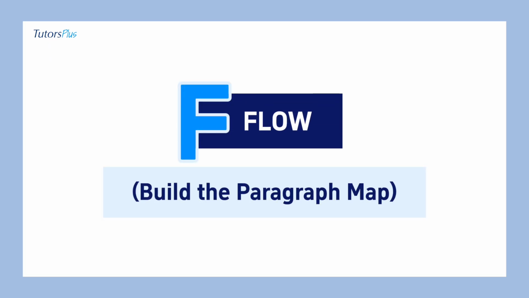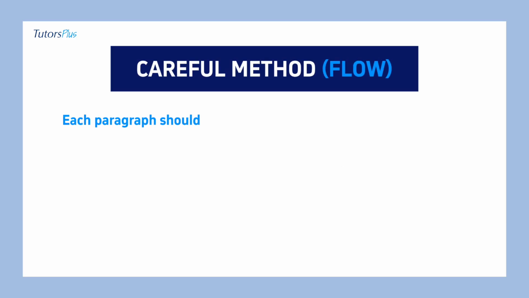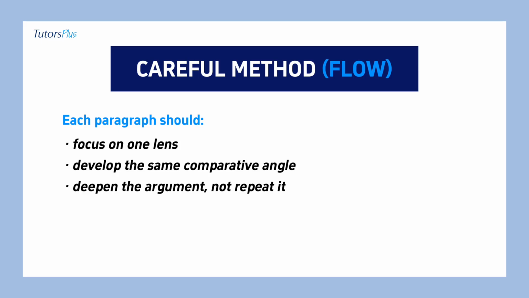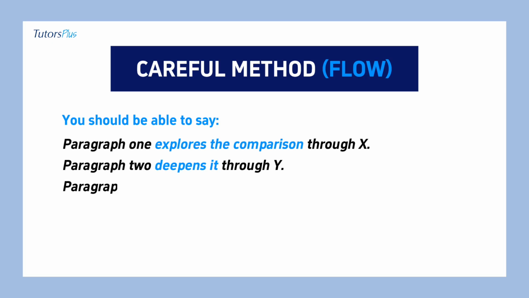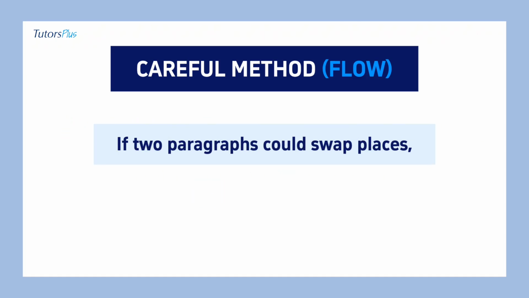Then the F in CAREFUL is the flow. So once your lenses are clear, the paragraph structure becomes more obvious. Each paragraph should focus on one lens. It should develop the same comparative angle. And it should deepen your argument, not repeat it. So you should be able to say paragraph 1 explores the comparison through X. Paragraph 2 deepens it through Y. And paragraph 3 complicates or extends it through Z. And if 2 paragraphs could swap places, the plan isn't finished.